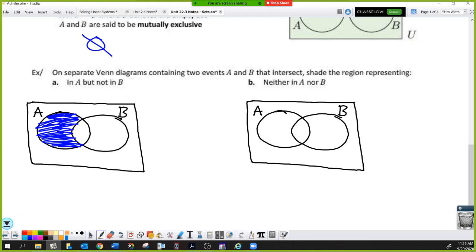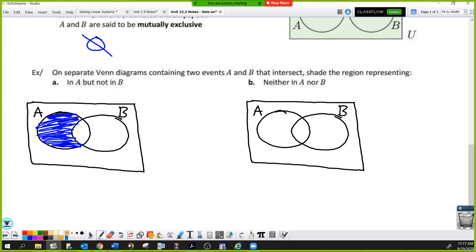Now the next one says, the rectangle represents U. The rectangle is the universal set. So if you draw a rectangle, it's automatically assumed that is everything in the universe. They were just showing you that the universal set is represented with a U.